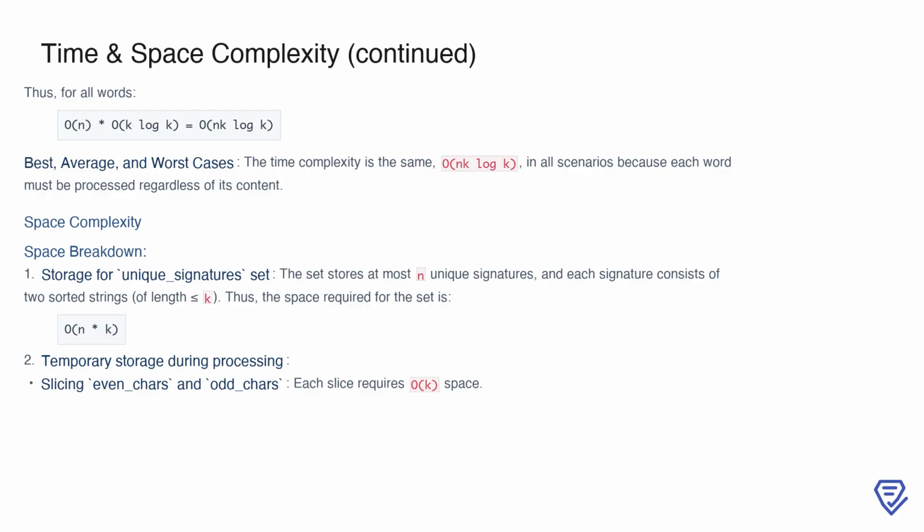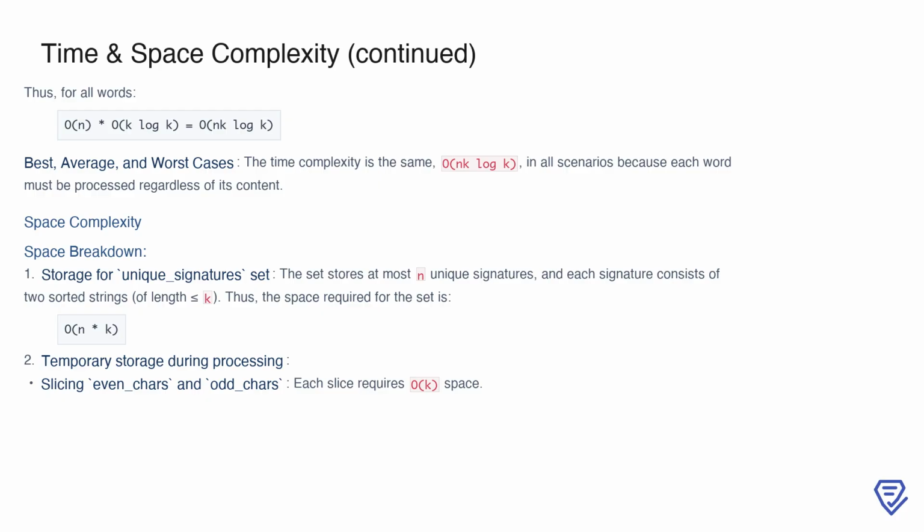Shifting to space complexity, the main contributor is the unique signatures set, which stores at most n unique signatures. Each signature contains 2 sorted strings, each of maximum length k, leading to a space requirement of O(n * k). Additionally, temporary space is used during processing.